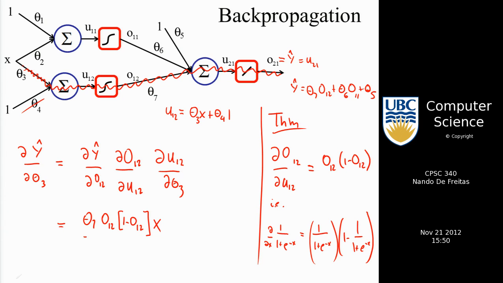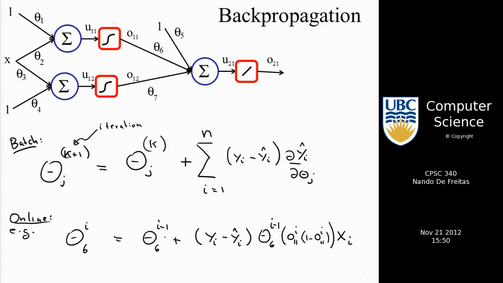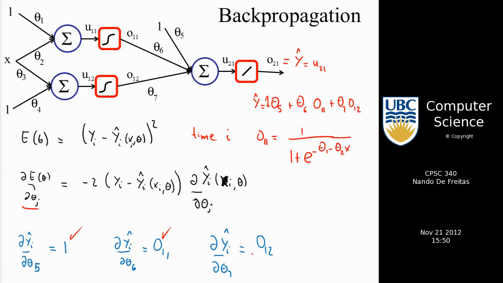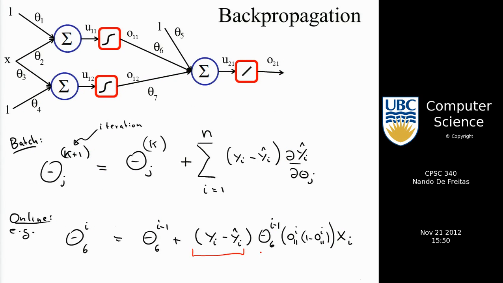So you get terms of this form, the parameter times this sort of term times the input. And that's what's here. And now the whole thing is you have the difference. Okay, so recall that the gradient consists of two terms, the difference, and then there was the derivative of y hat with respect to the parameter. And so that's what you're seeing here, the difference and the derivative of y hat with respect to the parameter. That's it. That's your algorithm. And you will get one of these equations for each of the parameters.